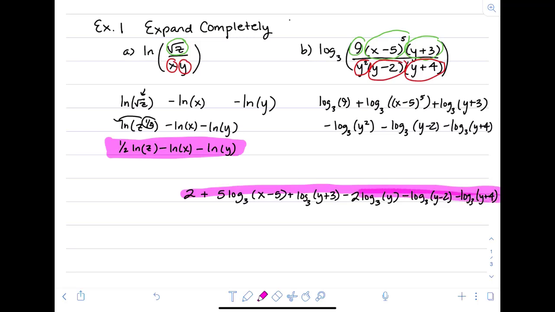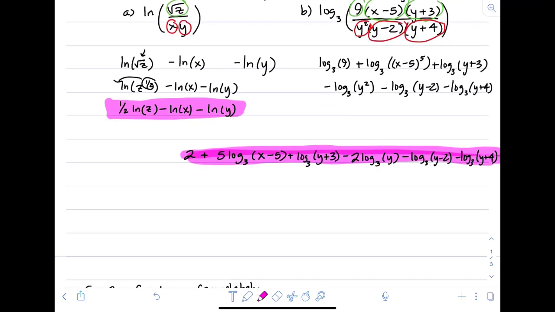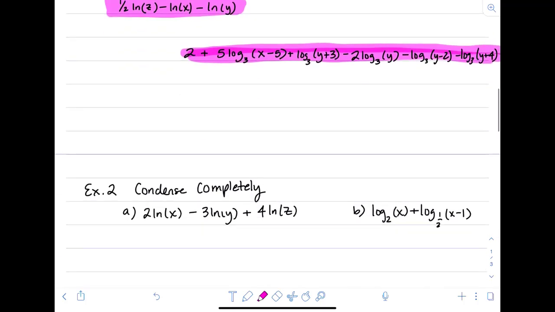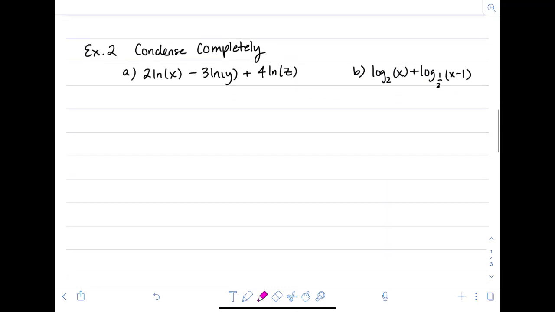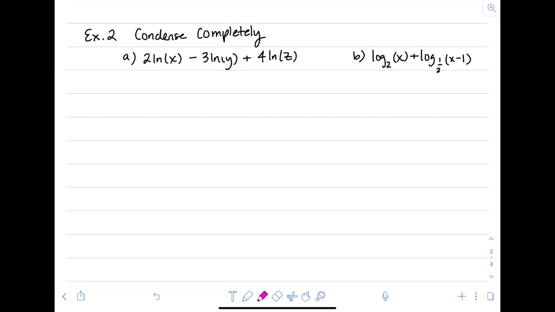So there's nothing that's going to enable us to get rid of the sums and differences inside logs. Those have to stay. There's just no log rule that simplifies those down any further. Okay, so moving on, we're going to go in the next direction. Instead of expanding, let's condense these logarithms completely.